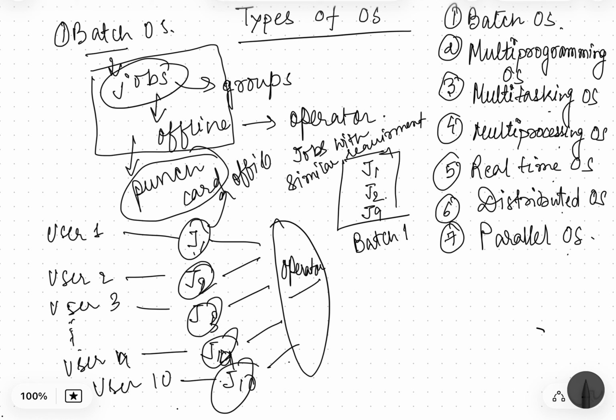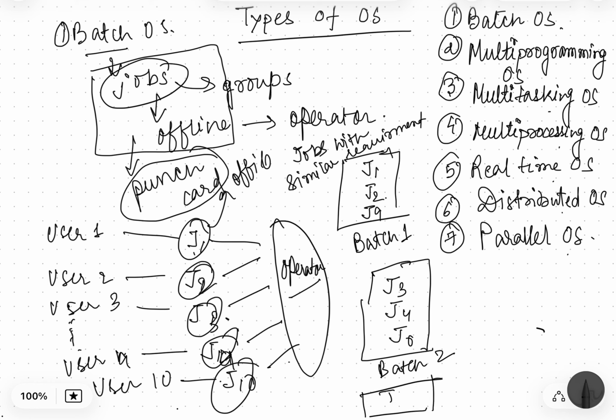and this is your batch number 1. Suppose job 3 and there are many more jobs also, like job 3, job 4 and job 6 have similar requirements, so they are put in another batch, that is your batch number 2. Then suppose job 5, job 7, job 8, job 10 have similar requirements, they are put in another batch, so this is your batch number 3. So what this operator used to do is select the jobs with similar requirements and put them in one batch.